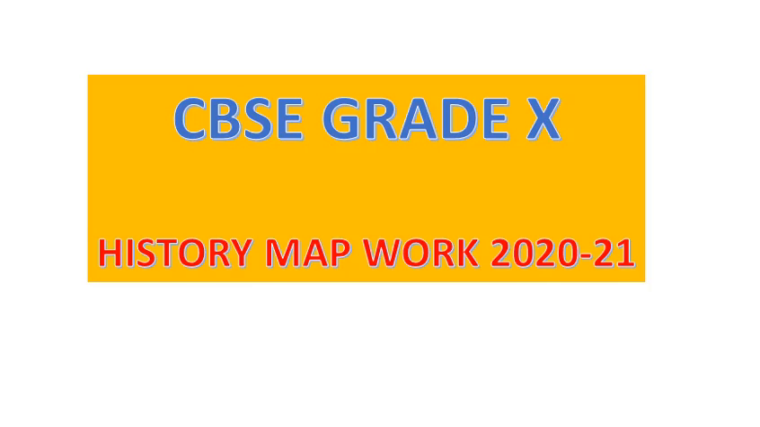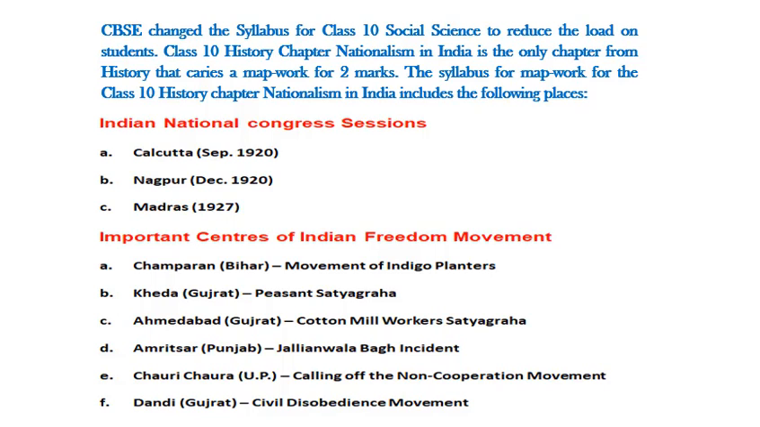And it is not at all difficult, and we have only 9 to 10 places in history map marking, and all those places are mentioned in the chapter Nationalism in India. From that chapter only the history map will come in our board examination. And before that, just have a look. These are the places on the screen.